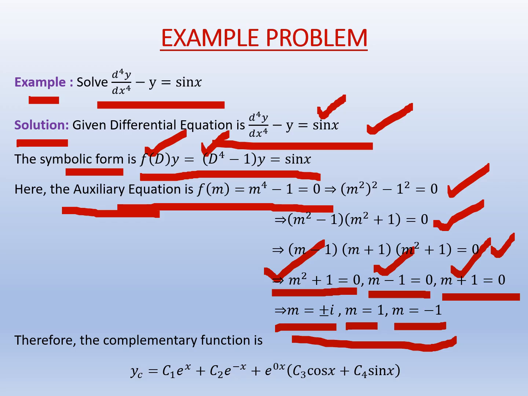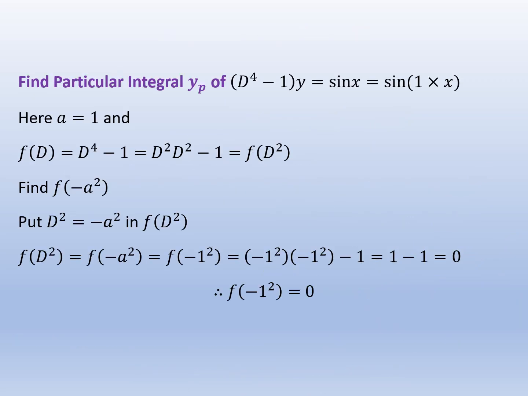Here the roots are real and imaginary. So we have the complementary function like this: Yc = c1 e^x + c2 e^(−x) + e^(0x)(c3 cos x + c4 sin x). We know that our differential equation is a non-homogeneous linear differential equation with non-homogeneous term sin x.